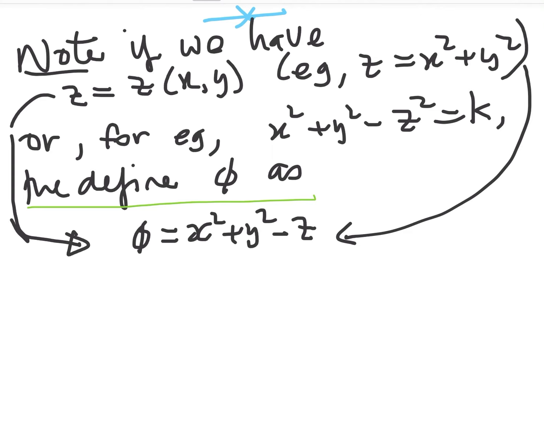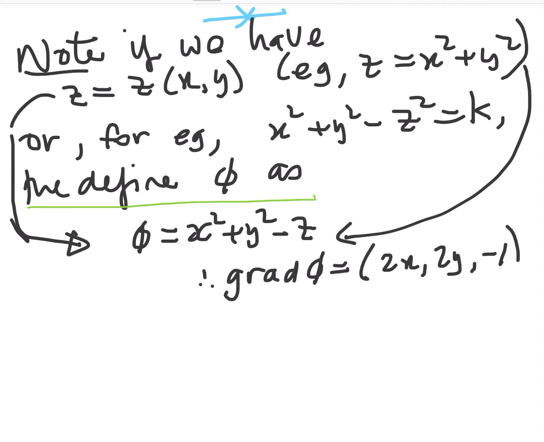So that here we would get the grad of phi being equal to 2x, 2y, minus 1 in this particular example. So we'd always get the last coordinate to be minus 1, just in the way we've defined it.